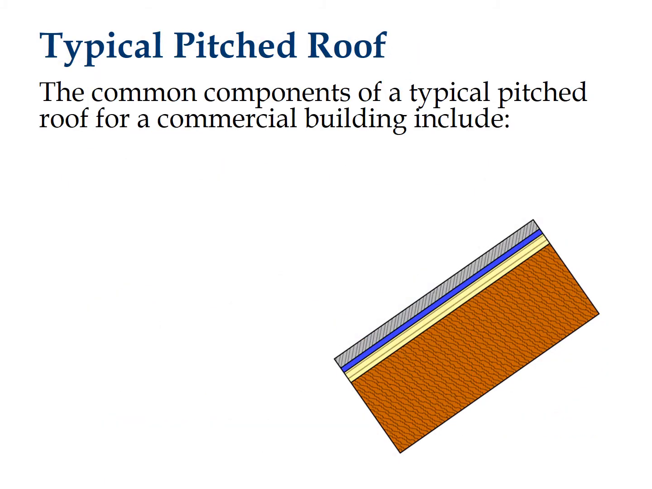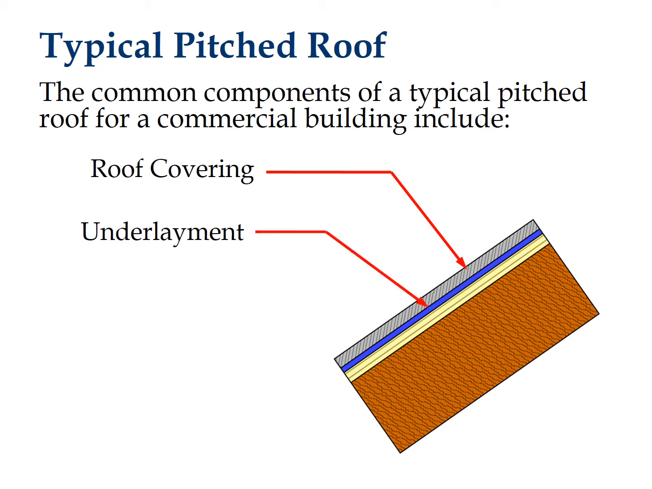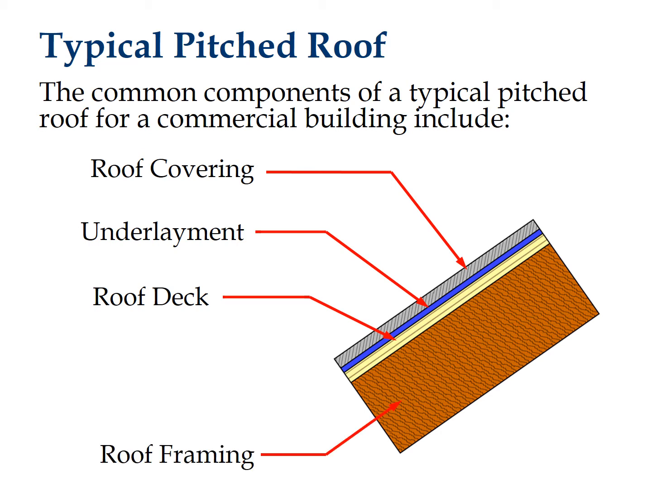The common components of a typical pitched roof for a commercial building include the roof covering, which is the outside layer which provides initial protection and sheds water. The underlayment, which sometimes is called felt or paper, provides temporary protection during construction and a secondary weatherproofing layer during the life of the structure. The roof deck is the structural substrate that carries the roof loads to the roof framing, typically plywood or oriented strand board, also known as OSB. The roof framing provides the structural support for the roof.